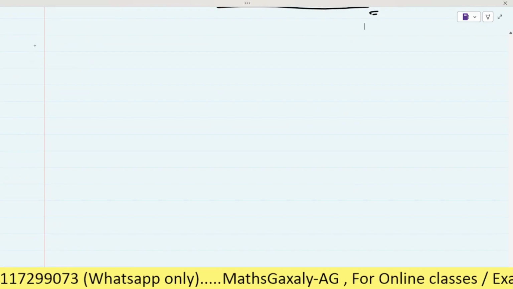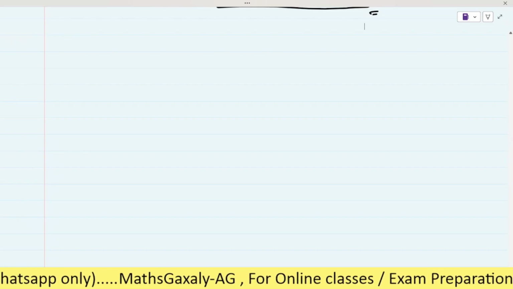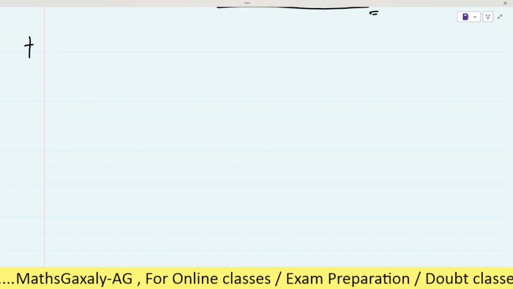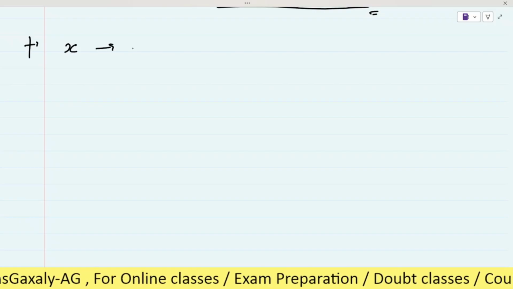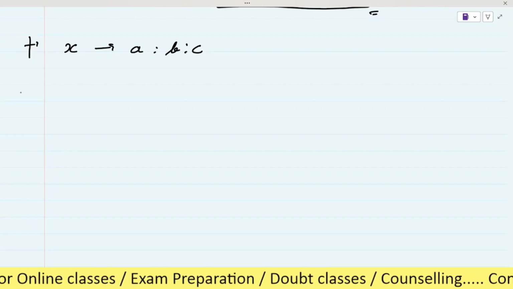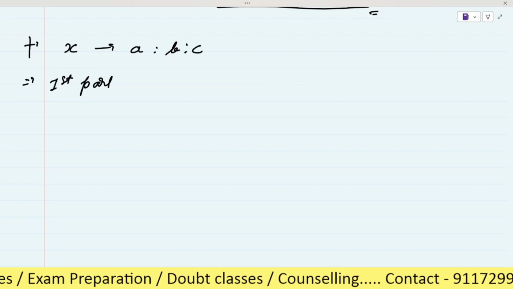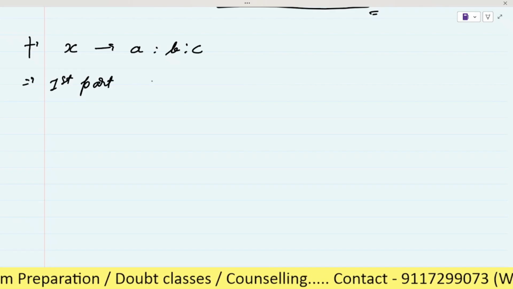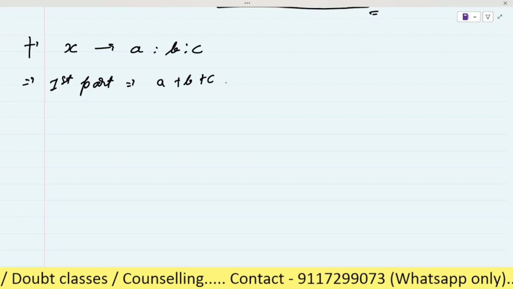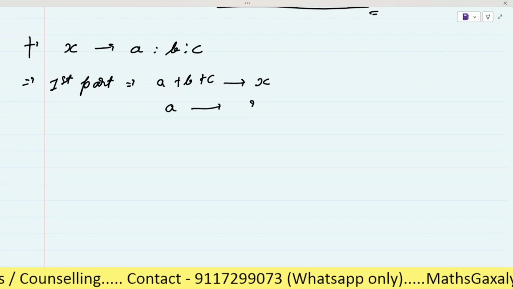The other concept is given. It says, if a quantity x is divided in the ratio A is to B is to C, meaning x is divided into three parts, then to find the first part, we add A plus B plus C, which will give x. Here we have to find the value of A.